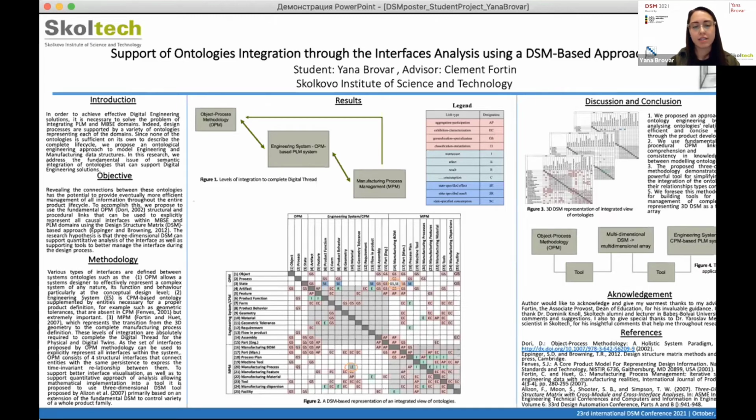Indeed, design processes are supported by a variety of ontologies representing each of the domains, and there are no clear methodologies or tools to manage and analyze interfaces to avoid model inconsistency. Since none of the ontologies is sufficient on its own to describe the complete life cycle, successful data exchange can be realized through the integration of ontologies that underlie the applications used by teams in the design process, representing each of the domains. We address this problem by proposing a digital engineering methodology.